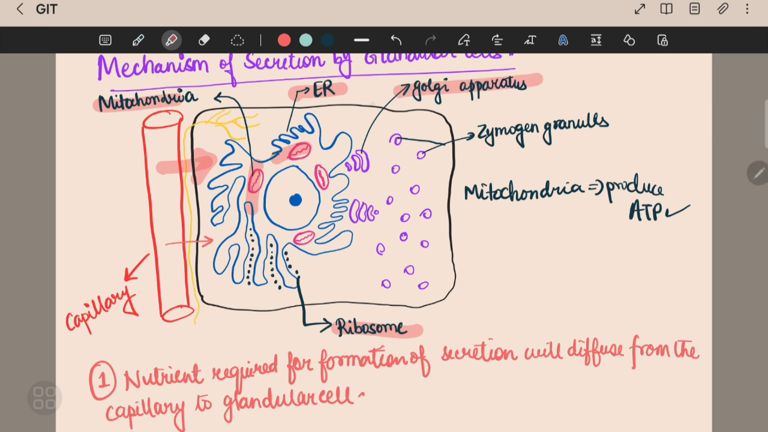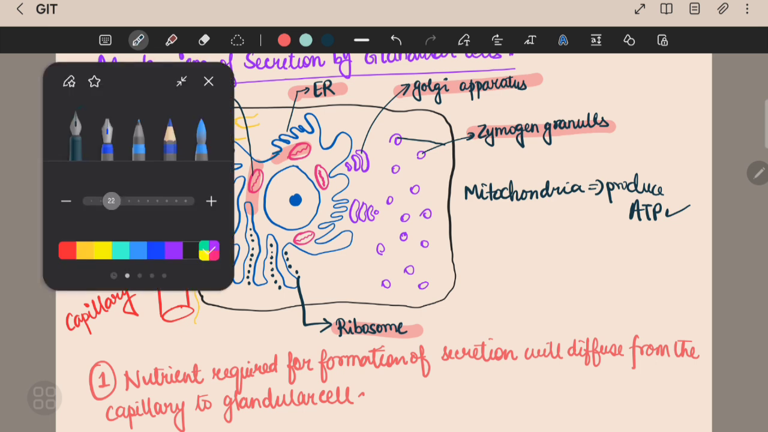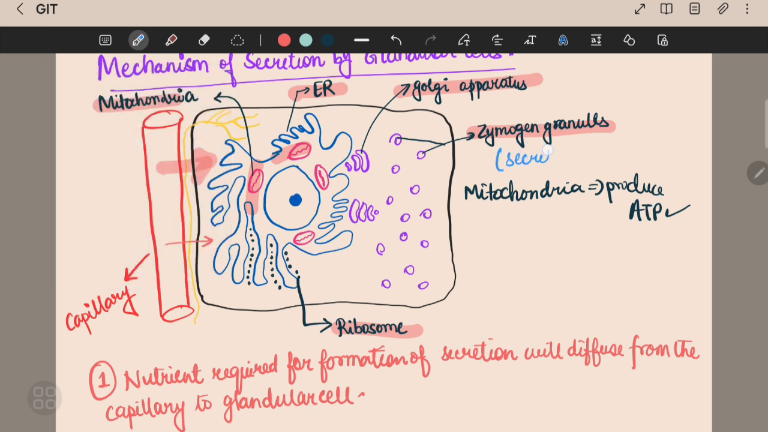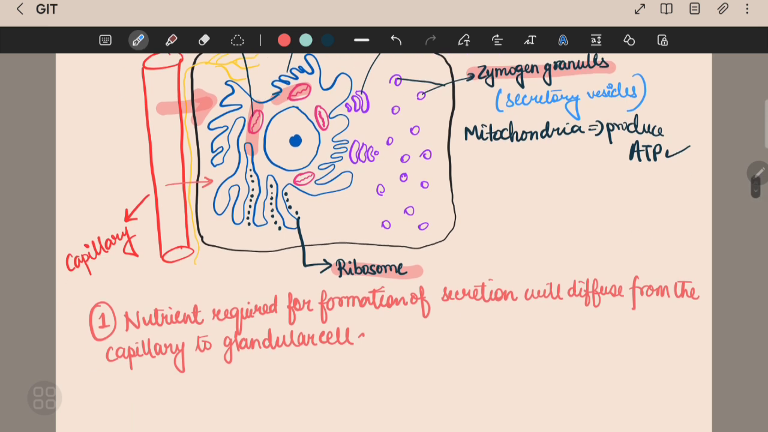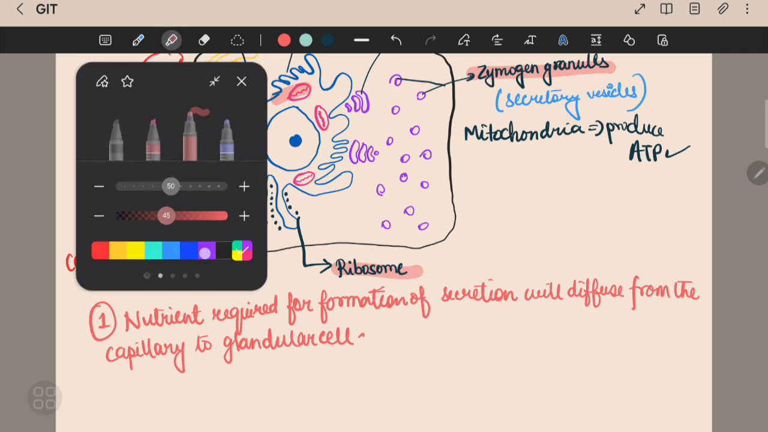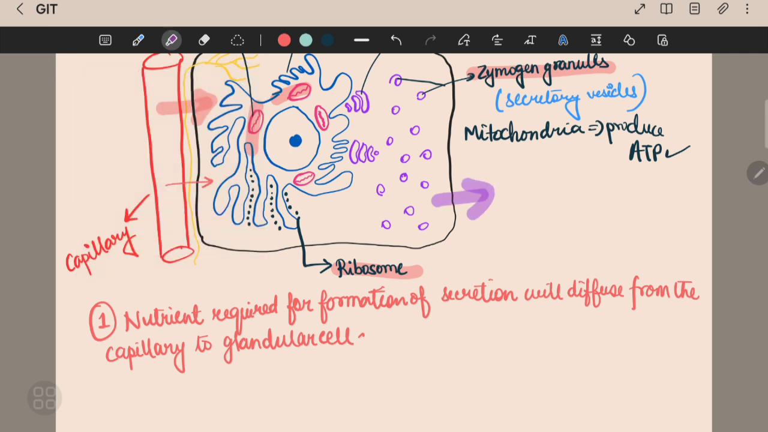So in this Golgi apparatus, the modification and packaging of all those products will be done, and they will be stored in these zymogen granules. These are basically secretory vesicles. The secretion will be stored in the secretory vesicles, and it will be released from time to time. So this process should be very clear: these vesicles are stored for the nervous or hormonal control signals that will be coming.